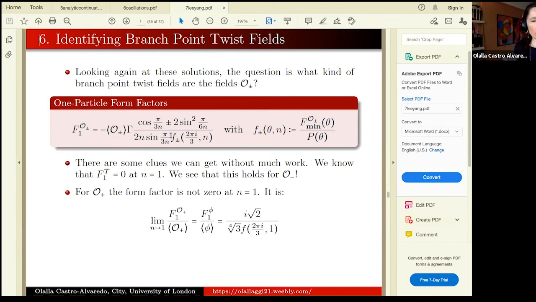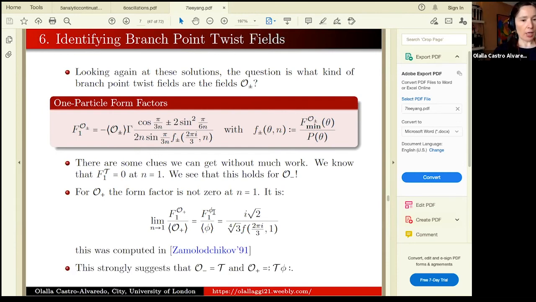So if you compute the limit n to 1 of this form factor, you get a result, you get a number. And if you know a little bit of literature, you realize that that number is actually the one particle form factor of the field phi, so the fundamental field of Lee-Yang. Okay, remember there was this field that is present in the Lee-Yang theory. And actually this was computed by Zamolodchikov in the 90s. So what does this suggest?